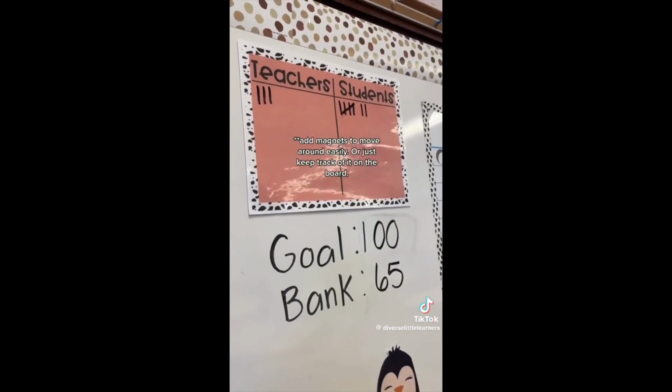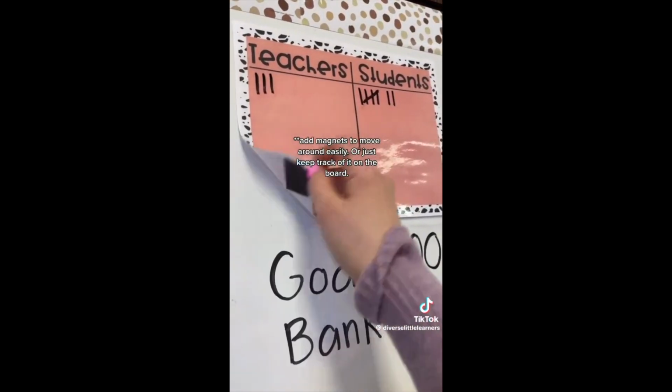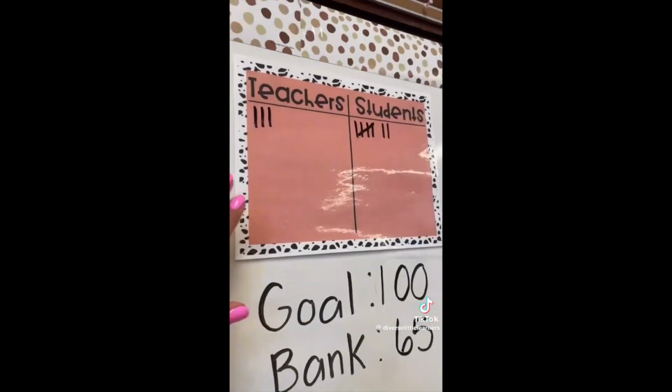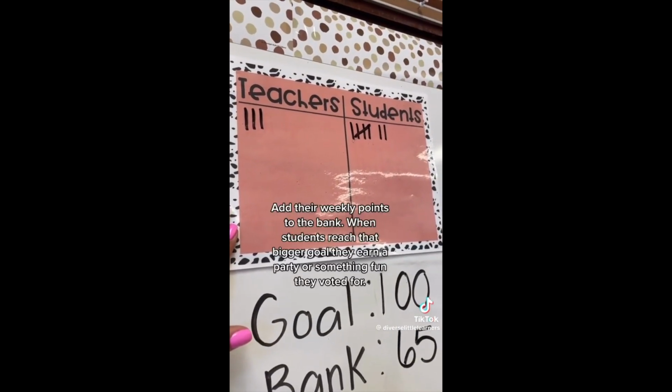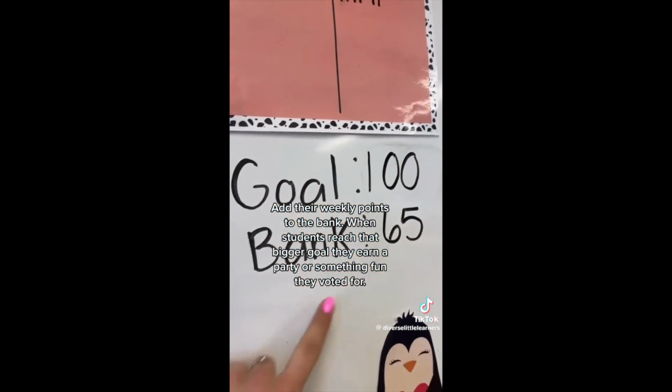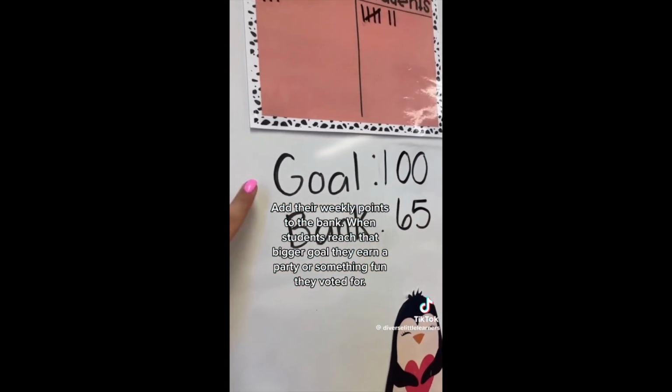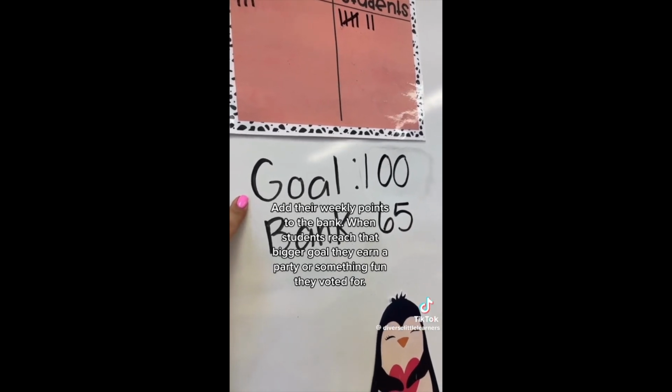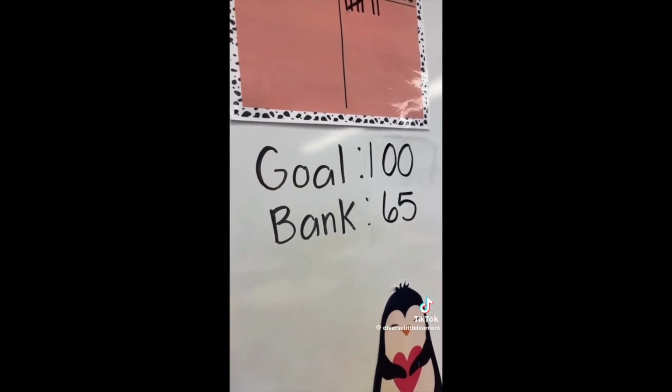I keep it on my board for all the students to see, and I have magnets attached to it, so it's easy to move around if I need to. This helps for our short-term goal every Friday. But then on Fridays, I add up their points, and I add it to our bank, and then once they reach their big goal, then they get a class party or extra recess or whatever they decided they want.